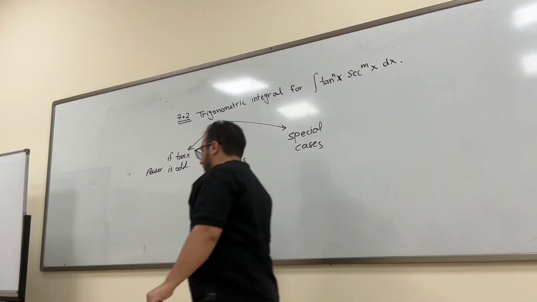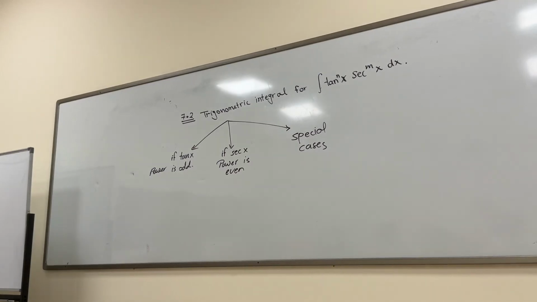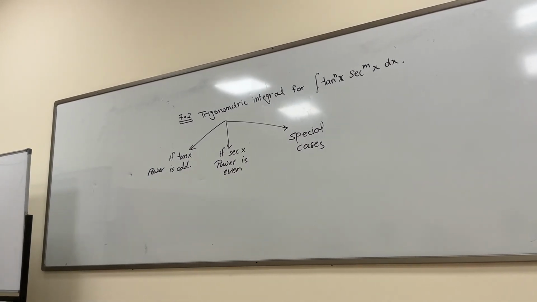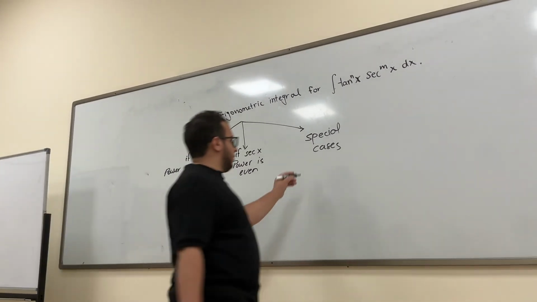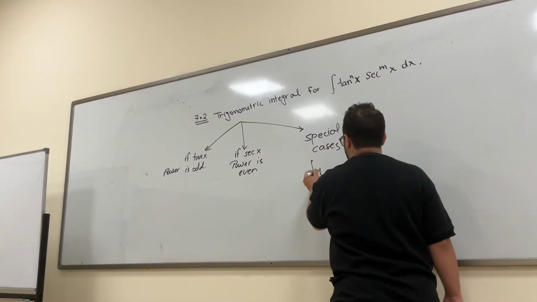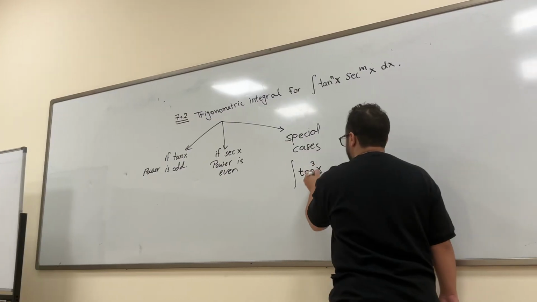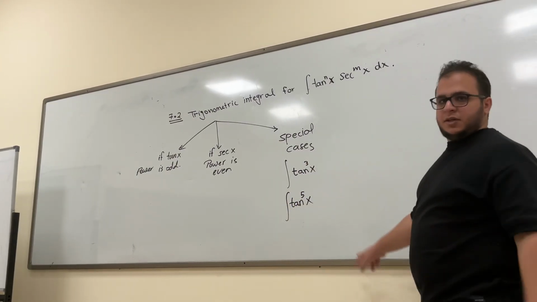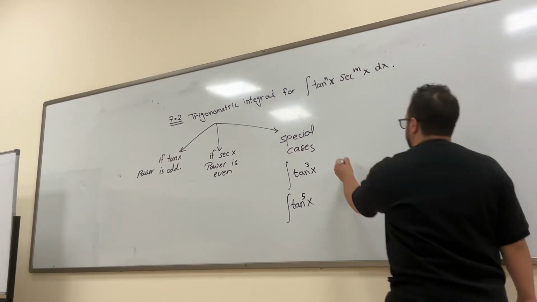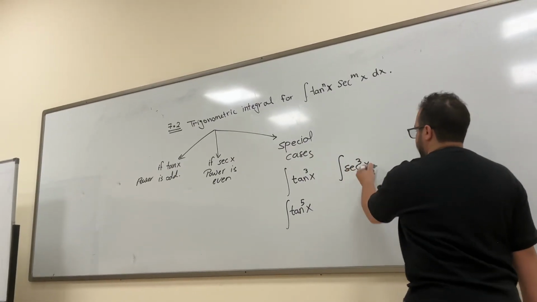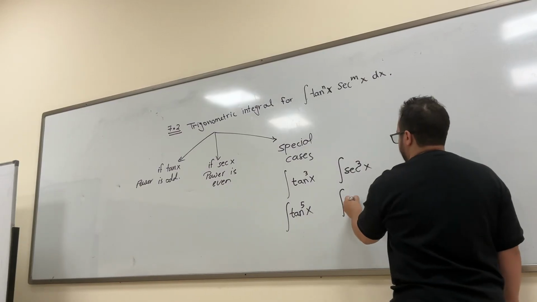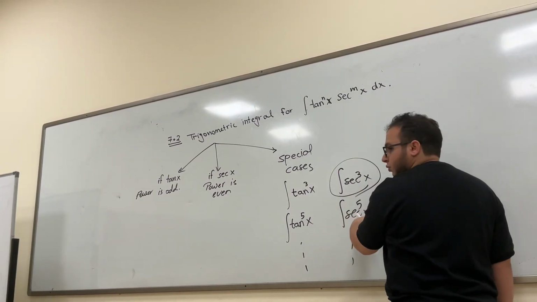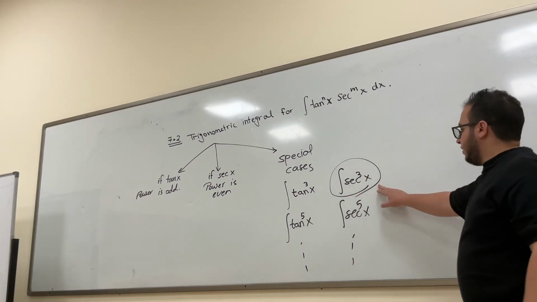Special cases include integration of secant alone, like integration of secant, or integration of tan cube, tan power 5 alone. This is like a special procedure. And integration of secant cube, which we did last time, or integration of secant power 5, and so on. So we did this, and if you want to do this, you do the same here. The same technique as we did here.